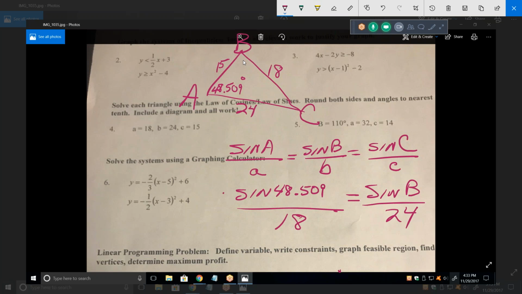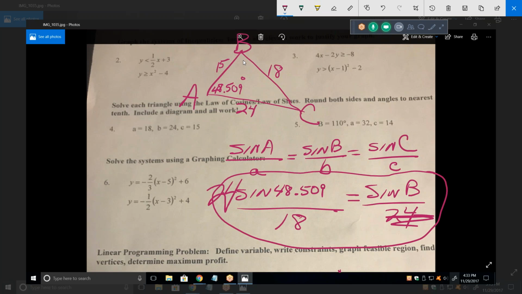Next step. This is the part which kind of confuses me. What am I solving for? B. Okay, so what do I have to isolate first? Do you have to multiply the other side by 24, or both sides by 24? Good. That gets rid of that. Now turn that into a number for me. It's 24 times the sine of 48.509 all divided by 18.